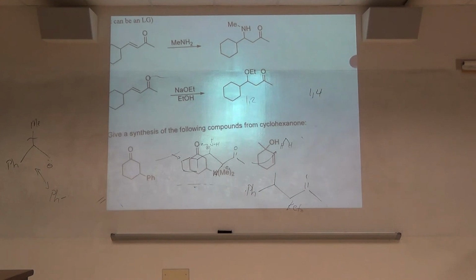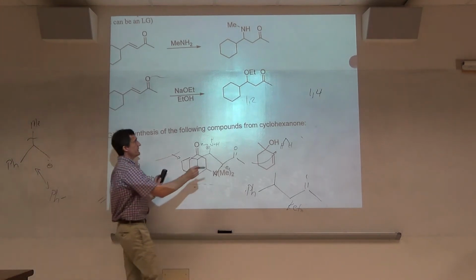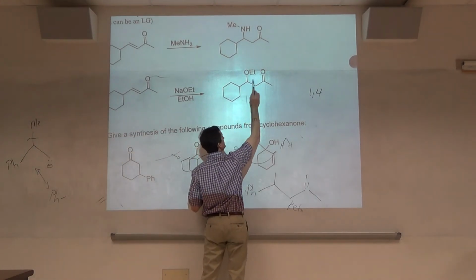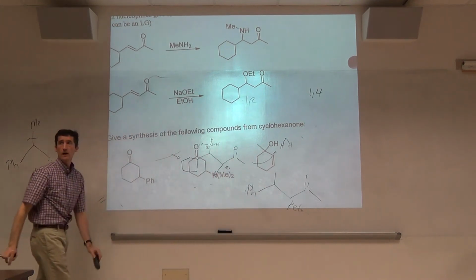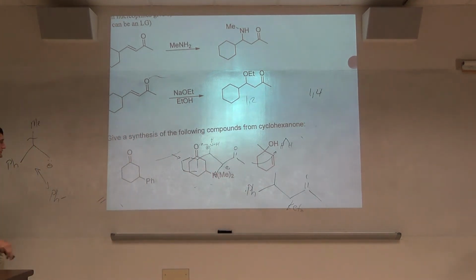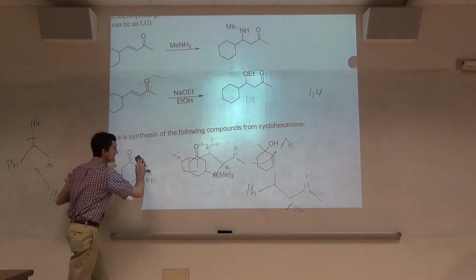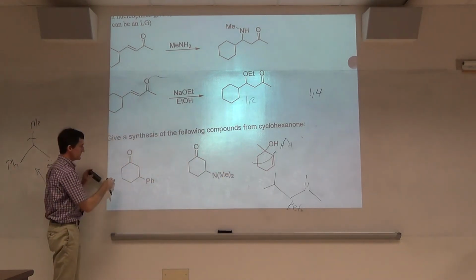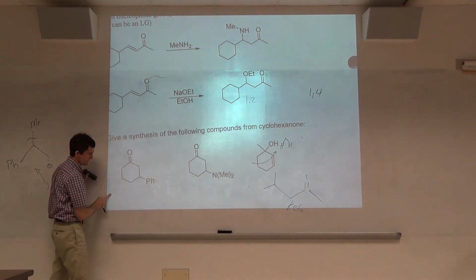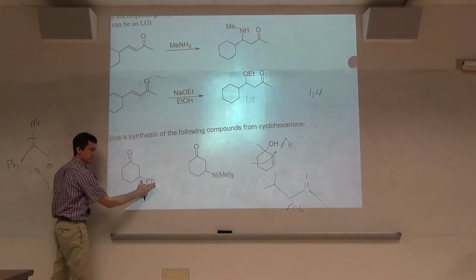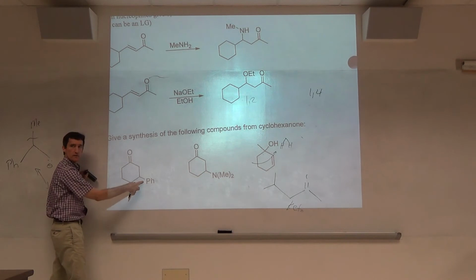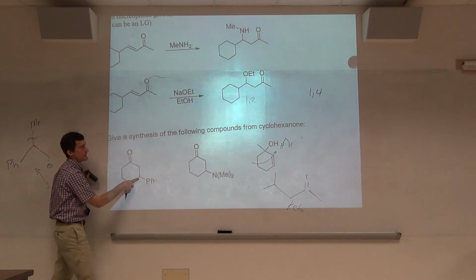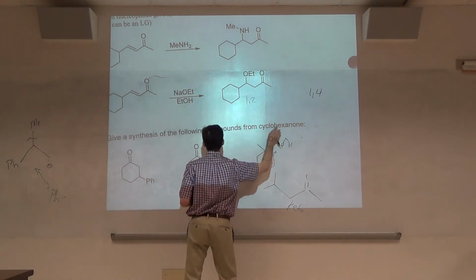Now what are we accomplishing here? We essentially are getting nucleophiles on the beta carbon relative to the carbonyl. This is what we're able to do. So in terms of synthesis, if you're asked to synthesize something, and you see some kind of substituent beta to a carbonyl, how can we get that substituent there? It says synthesize these from cyclohexanone.